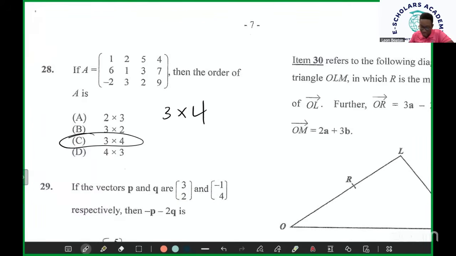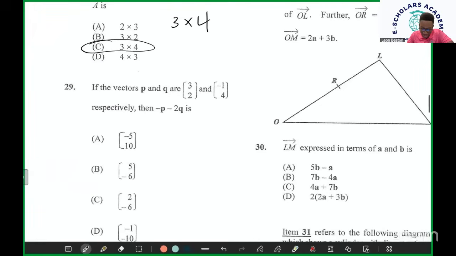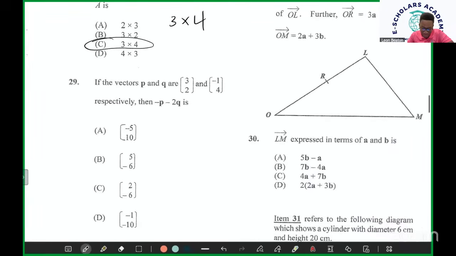All right, rolling. So they come a little different here. 29, if P is equal to this and Q is equal to this, they want 2Q minus P. Wow, I can see this thing back to front now.